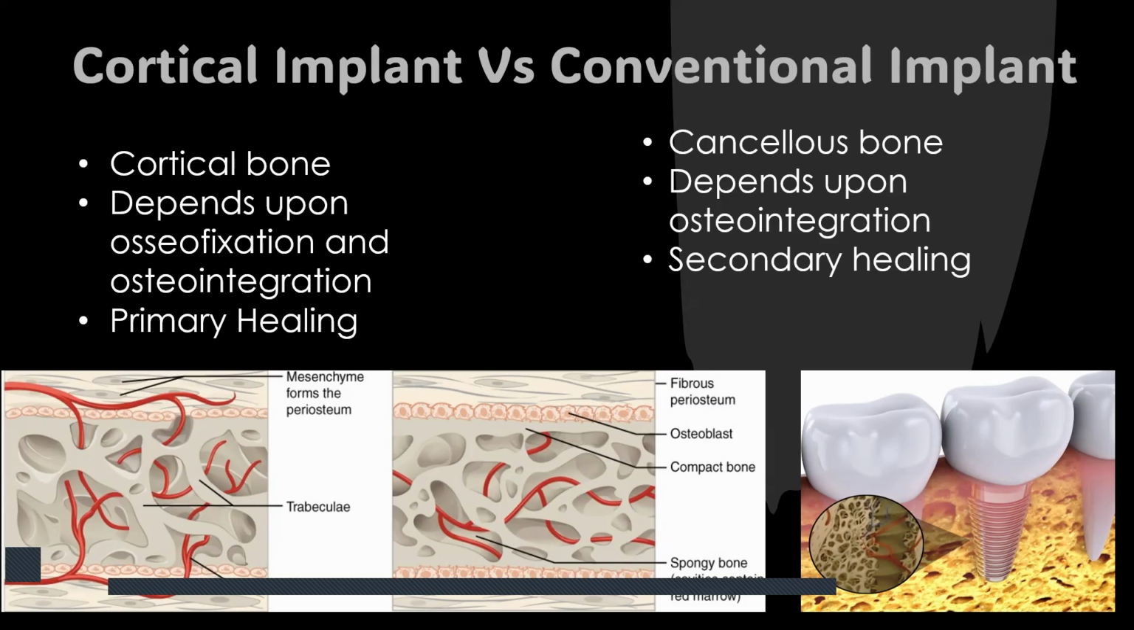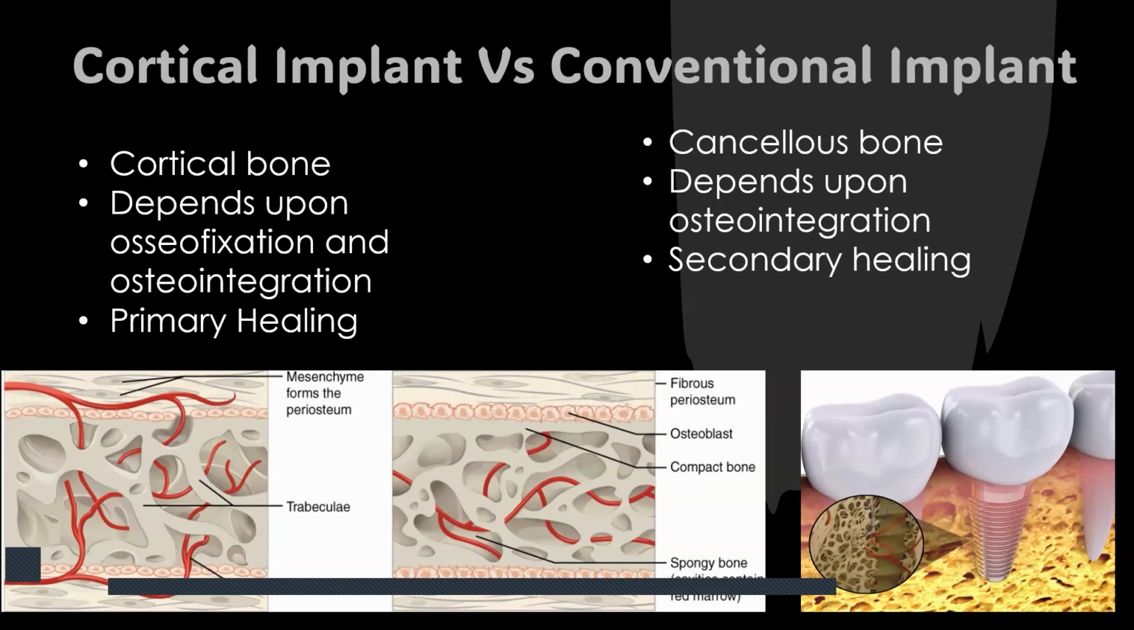So first of all, I always make the patient understand that we are putting the implants into the cortical bone, not into the cancellous bone, which is where a conventional implant is placed, and which is softer. We are dependent here on osteofixation and osseointegration rather than only osseointegration. That means, because we are osteofixating the implant, we can do immediate functional loading.